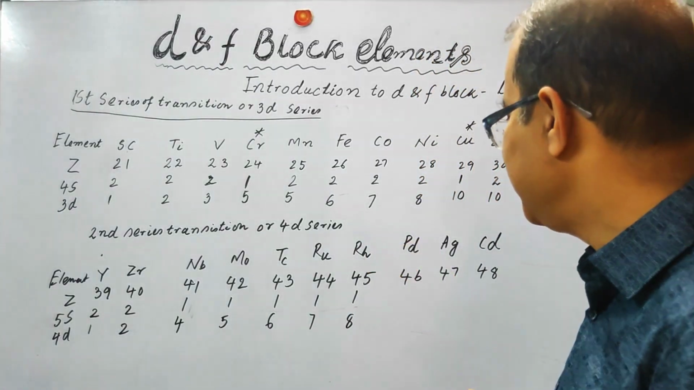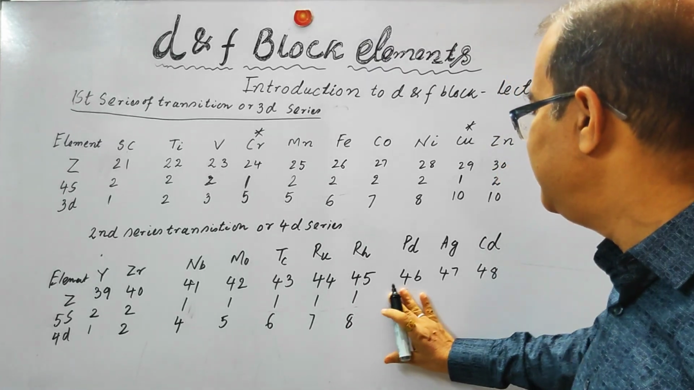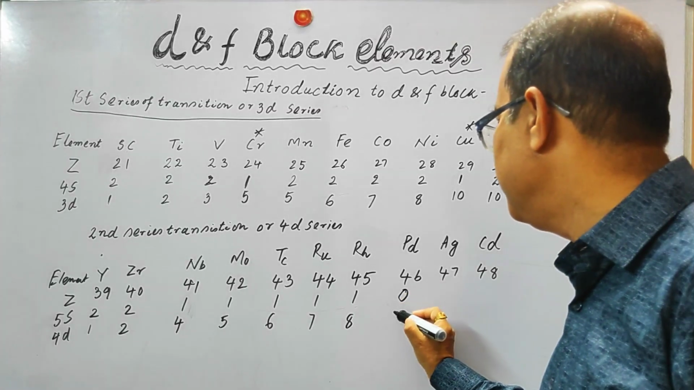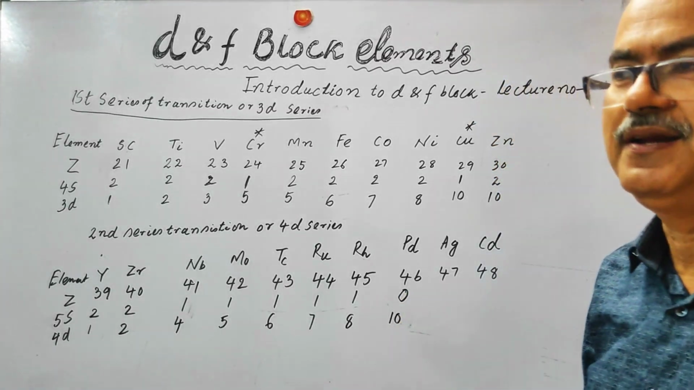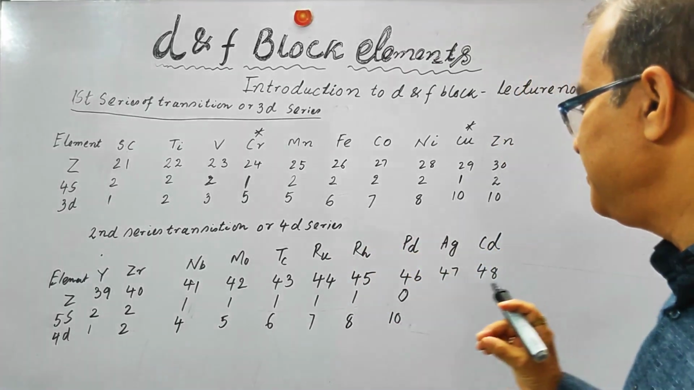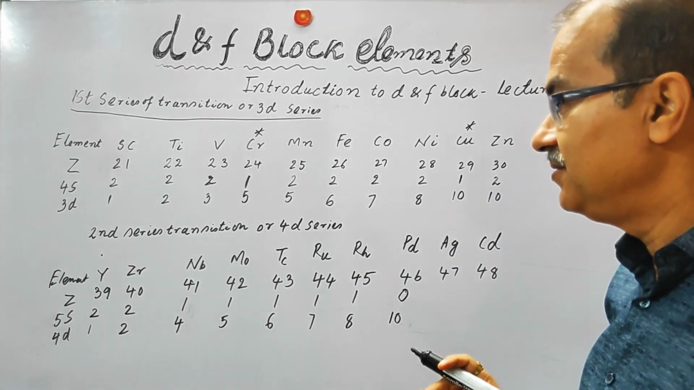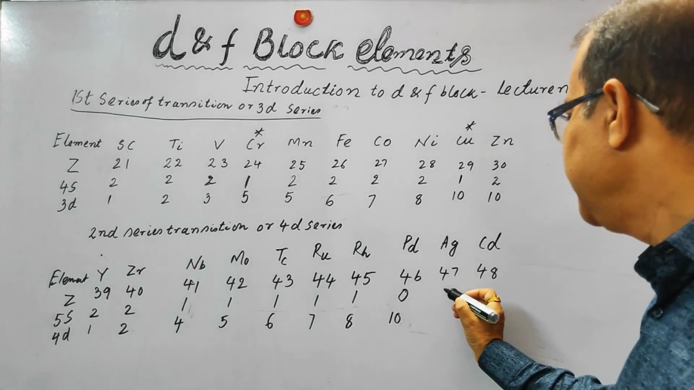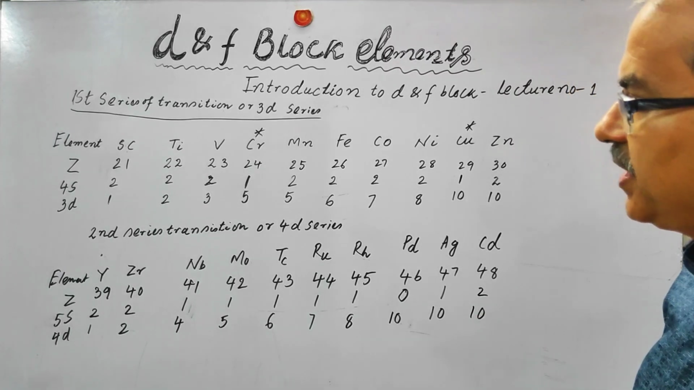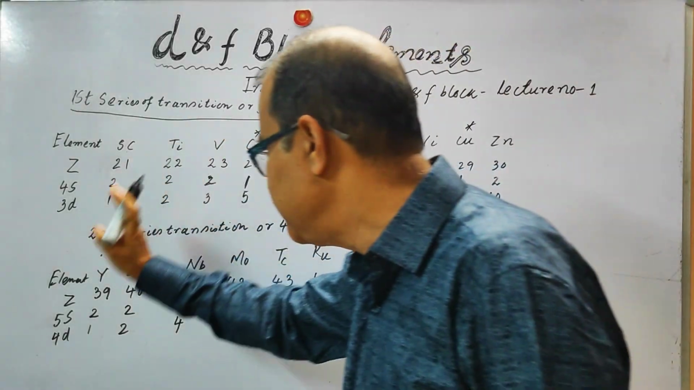And here is again a big exception you can see. What is that? It should be this, but this has totally changed in palladium. In the s orbital there is no electron; it will be in the d orbital. And that normally happens due to the energy difference between these orbitals, 5s and 4d, being very small. Then silver and then cadmium.